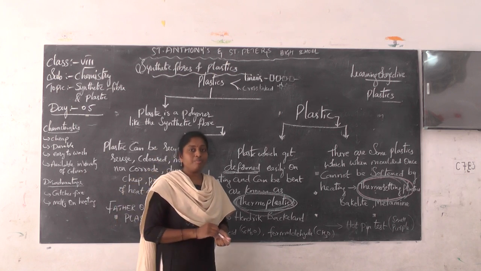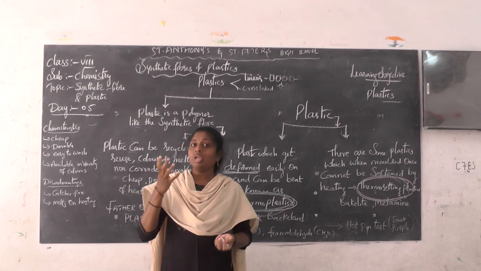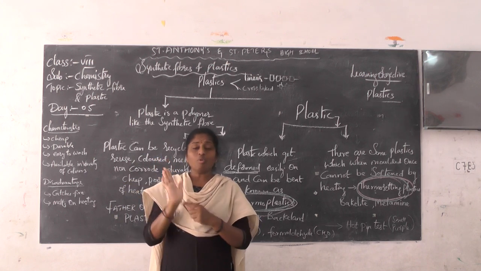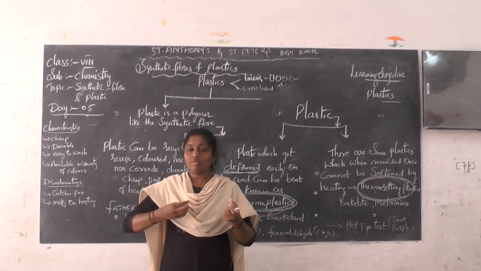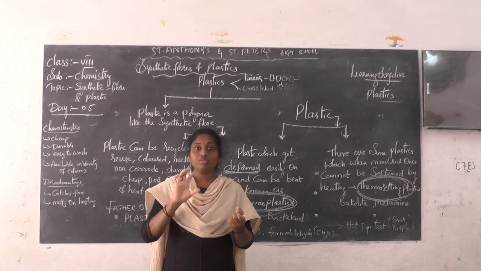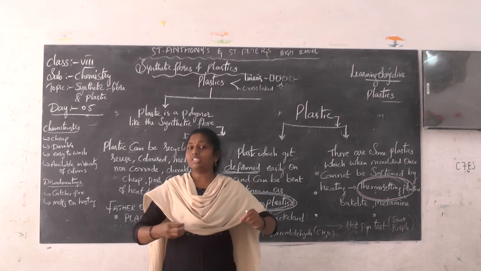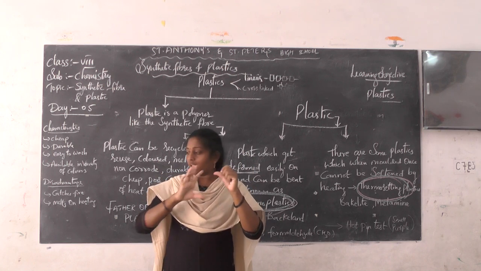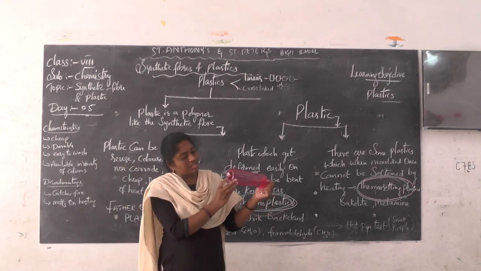Before going to the next section, you have many materials in your house, like water bottles, powders, or Boost and Horlicks bottles in plastic. Whatever plastic materials are in your house, just turn them over. For example, I have a water bottle here, and if you turn it like this, you can see a triangle.